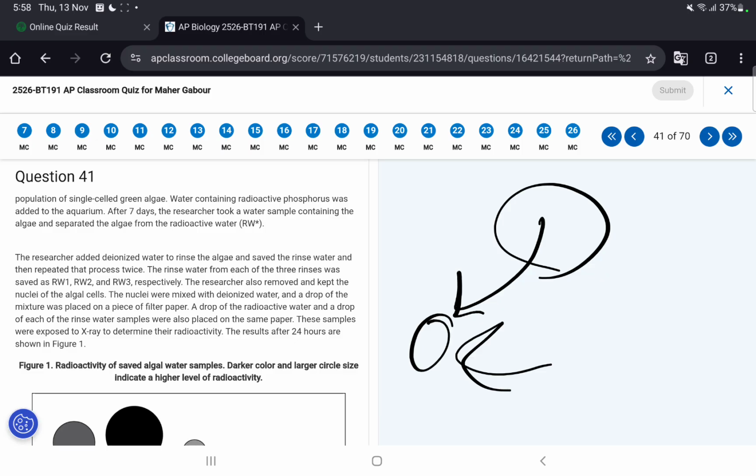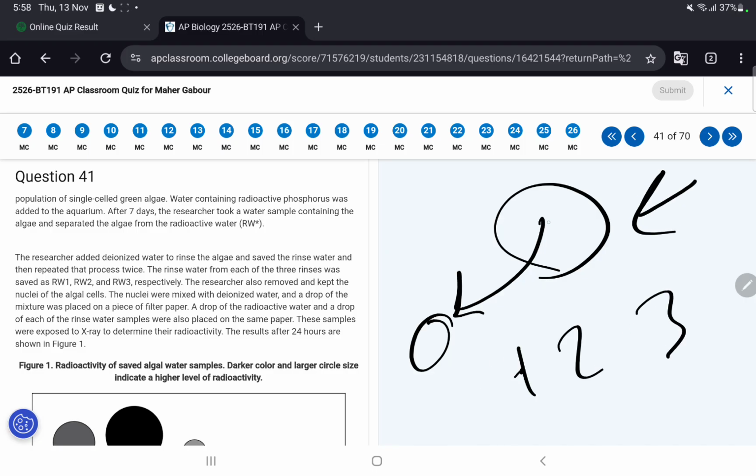All the excess radioactivity is gone. And by the way, sorry, they don't rinse the nucleus. They rinse the cell first. So they rinse the cell 3 times first. So they rinse it 1 time, 2 times, 3 times, and then they extract the nucleus. Okay, then they extract the nucleus.